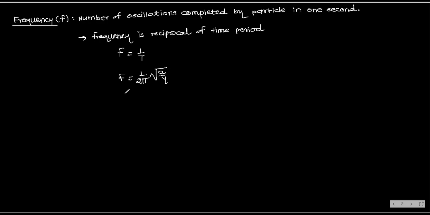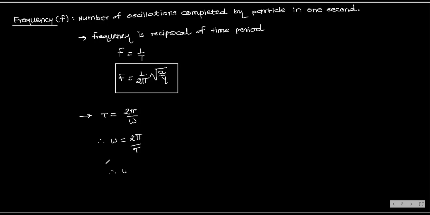One more relation between omega and frequency. How we can write this? See, we know this is one formula. T is equal to 2 pi by omega. So therefore, omega is equal to 2 pi by T. And therefore, omega is equal to 2 pi into F, because this is again I can write 2 pi into 1 by T, and this 1 by T is nothing but frequency. This also you know. Omega is equal to 2 pi F. Or even we can denote it with nu or n also.